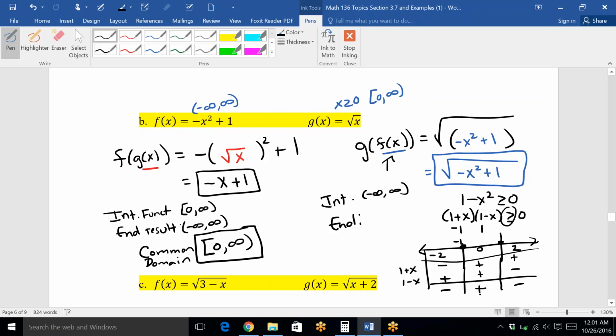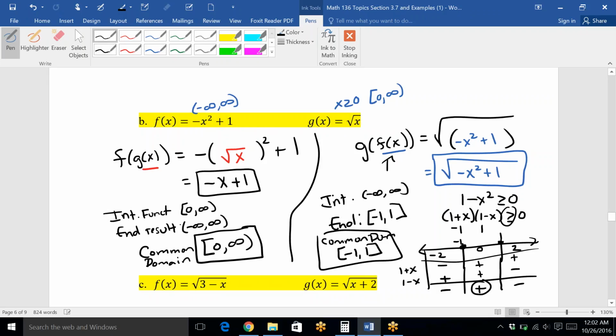We want to be greater than or equal to 0, so the only region that works is the one in the middle. So that means this one has a domain of -1 to 1, and where they have a common domain, since this is the whole number line, it would just be this one. So that is my common domain for my composition function. So these are two different problems. One case is f of g, the other is g of f.